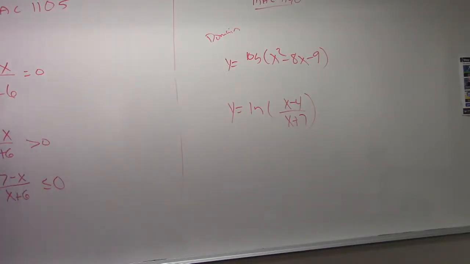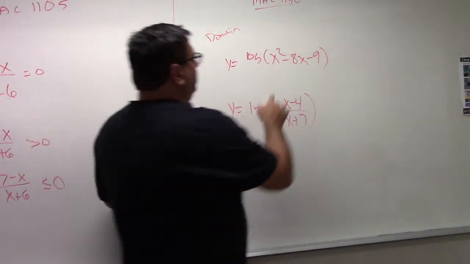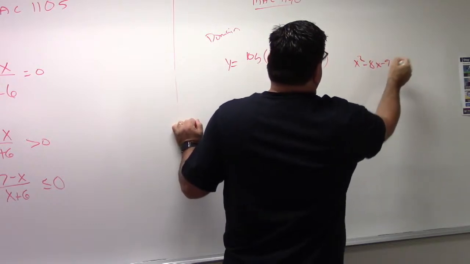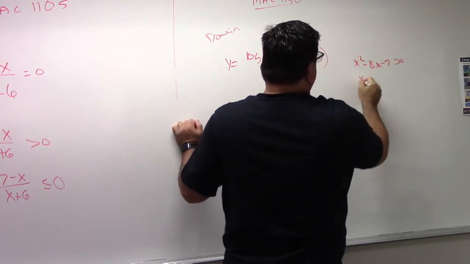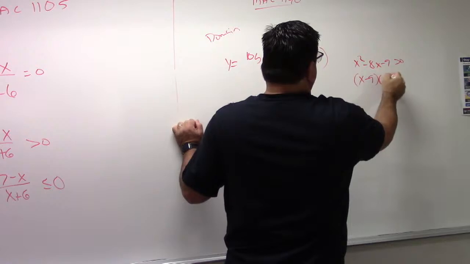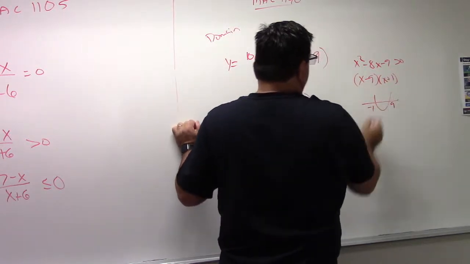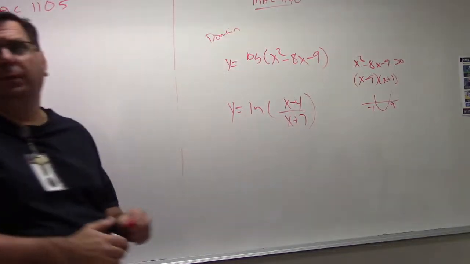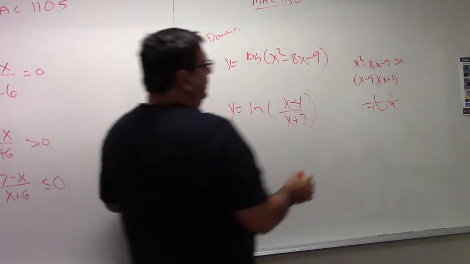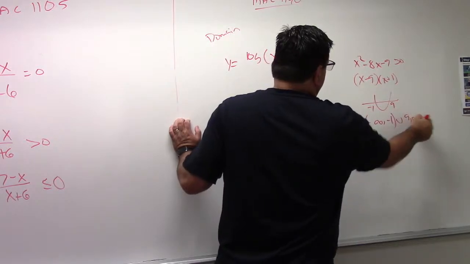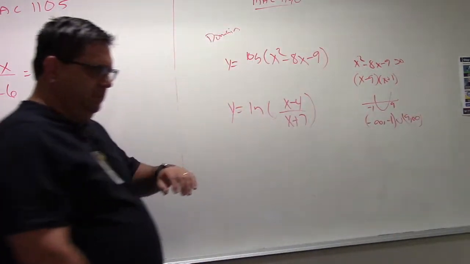All right, are y'all ready? Cody, Jake? Yeah. So you're setting x squared minus 8x minus 9 greater than 0. Yes. That's x minus 9, x plus 1, which is negative 1 and 9. Do you agree? Yes. When's it bigger than 0? Bigger than 0 from negative infinity to negative 1, union 9 to infinity. Yes.